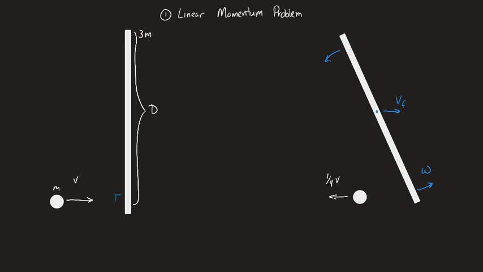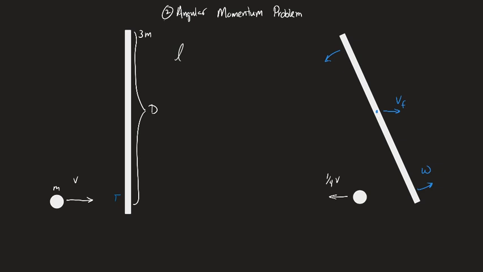Now we have an angular momentum problem. I don't think it's a big reach to say that the only thing with angular momentum before the collision is the puck. But it's important to know that the puck can only have angular momentum relative to a fixed point in space. We have to choose that point.